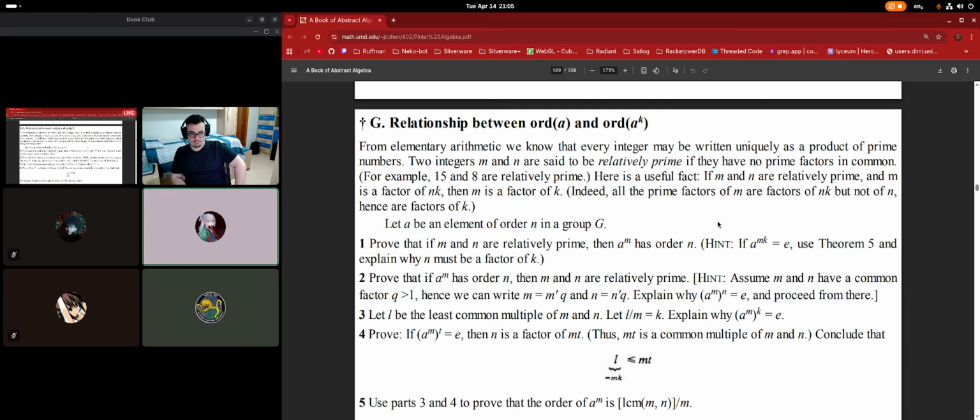Well, 3 and 2 are relatively prime to each other. And if k is 4, then n, which is 3 times 4, is 12, and m is definitely a factor of 12 because 12 is even and m is 2. Okay, so we have two numbers that are relatively prime.